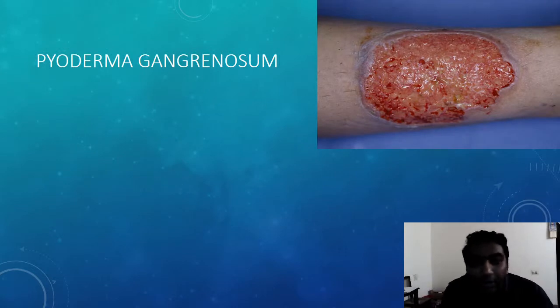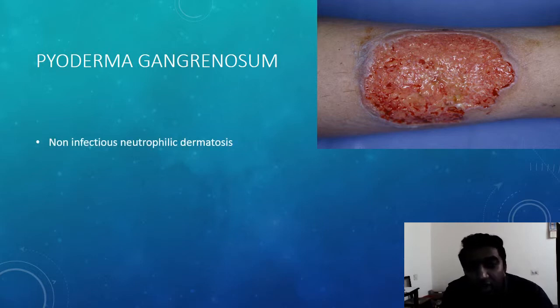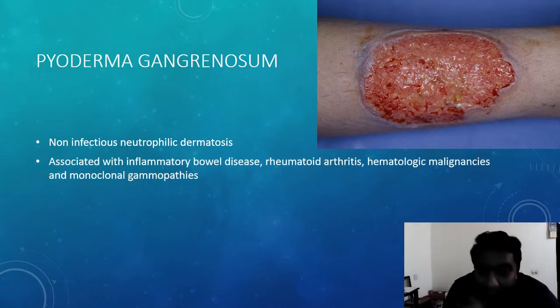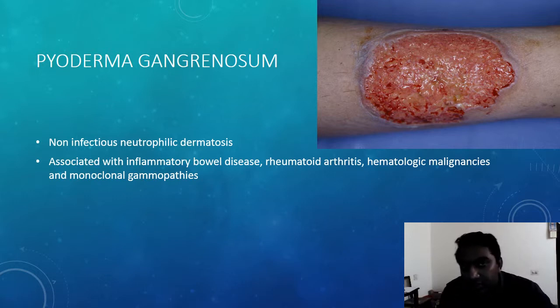Next is pyoderma gangrenosum. We can see the picture of pyoderma gangrenosum here. It is a non-infectious neutrophilic dermatosis. It is associated with inflammatory bowel disease, rheumatoid arthritis, hematological malignancies and monoclonal gammopathies. It is a relatively uncommon disease, so it is not that important, but the association with these syndromes makes it much more common, much more important.